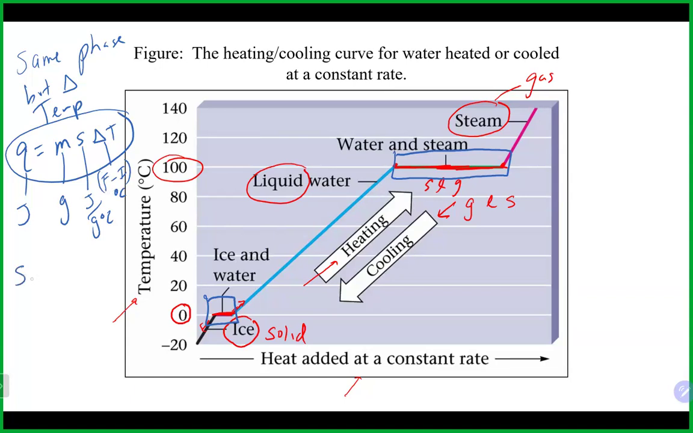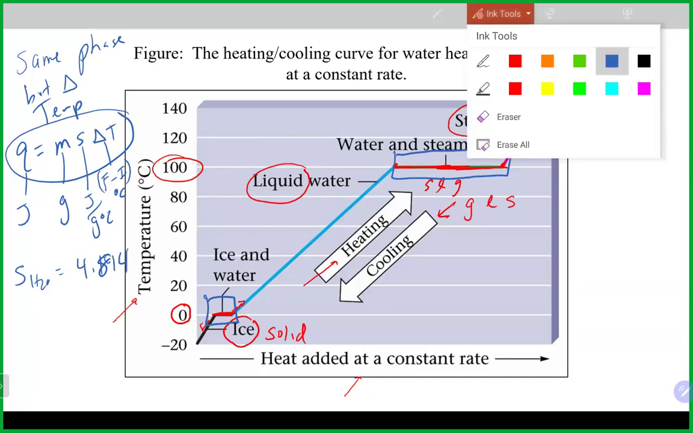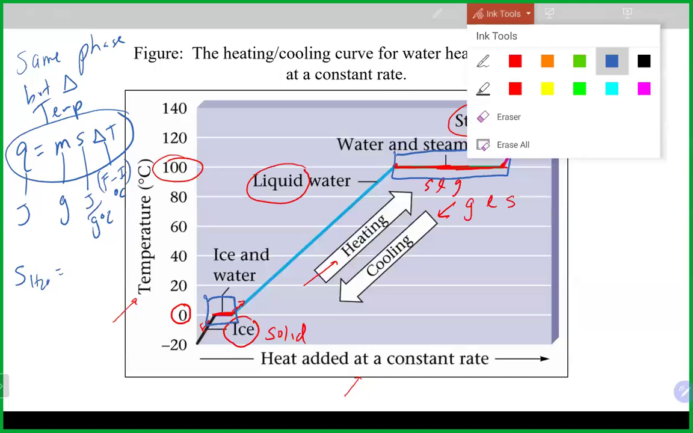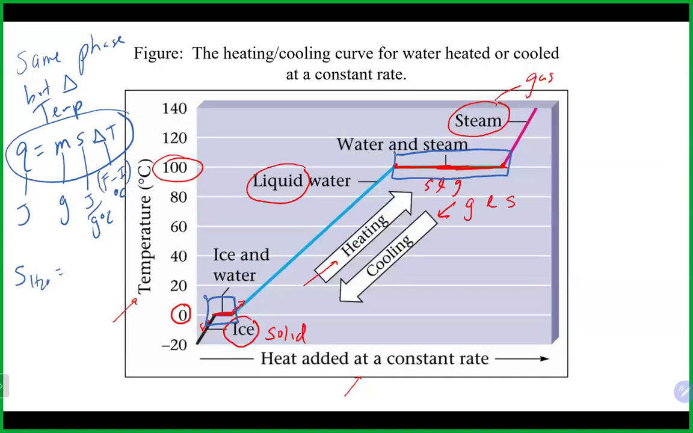The specific heat of liquid water is 4.184 joules per gram per degree Celsius. So again, a reminder that if you are using liquid water, you use that 4.184 number. If you're using something that is not liquid water, you have to use the appropriate specific heat capacity.